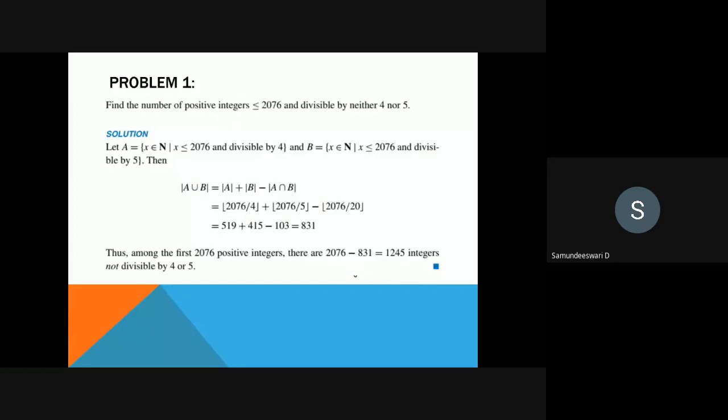So problem 1. We see in problem 1, find the number of positive integers which are less than or equal to 2076 and divisible by neither 4 nor 5. Before entering this problem, first of all we have to know two things. We know the formula only for divisible by, because the number of positive integers less than or equal to some number and divisible by some number. For this case, I have a formula.